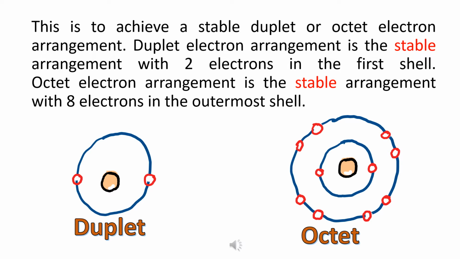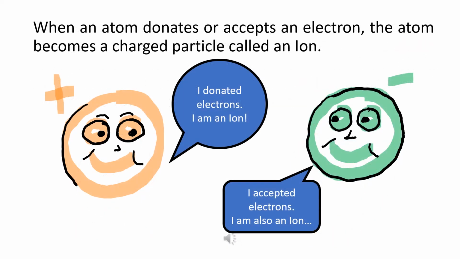Duplet electron arrangement is the stable arrangement with two electrons in the first shell. Octet electron arrangement is the stable arrangement with eight electrons in the outermost shell. When an atom donates or accepts an electron, the atom becomes a charged particle called an ion.